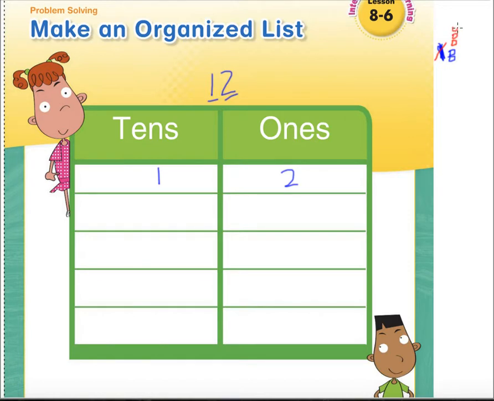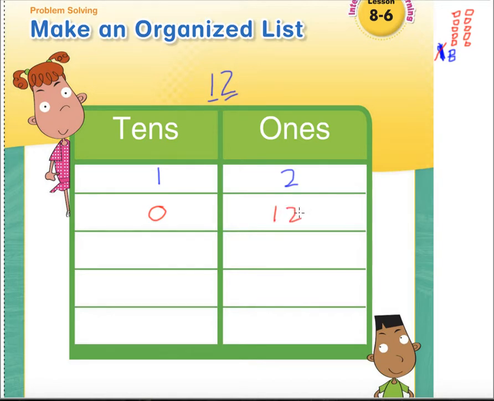1, 2, 3, 4, 5, 6, 7, 8, 9, and 10. So I would then have 0 tens because I broke it into a whole bunch of pieces up there. And then I would have 12 ones.